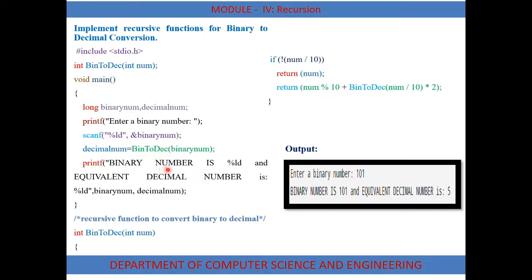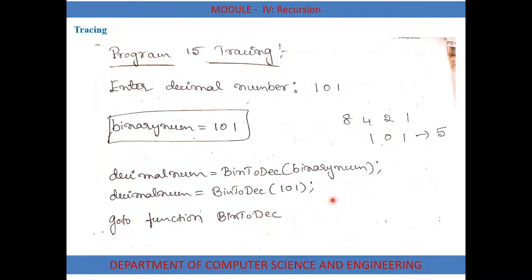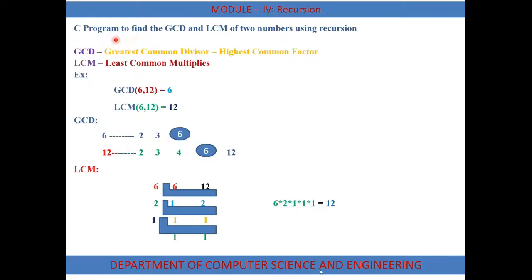This binary number is 101 and the equivalent decimal number is 5. Just go through the tracing. So in the main function part, if not of num divided by 10, in case that is evaluated as true, then execute the first return statement, that is return of num.